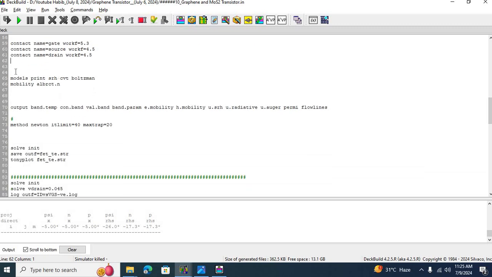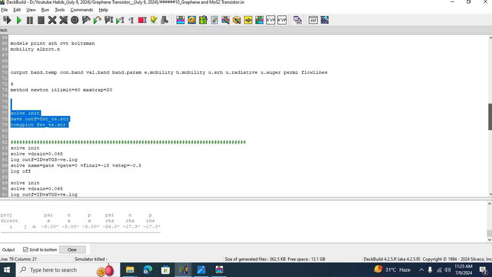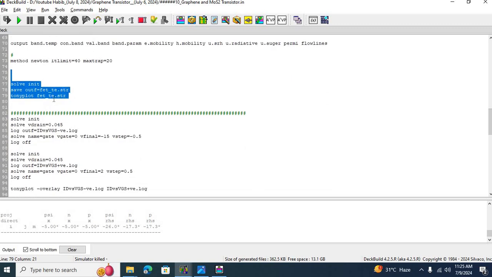Here I am including different models for performing the simulation of the transistor. Here I want to look at different output parameters. I've included Newton method for the numerical simulation of the semiconductor device. Here I save the structure under thermal equilibrium and then plot the structure with this name under thermal equilibrium.